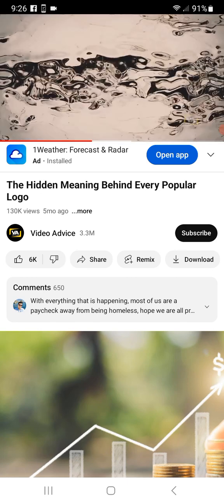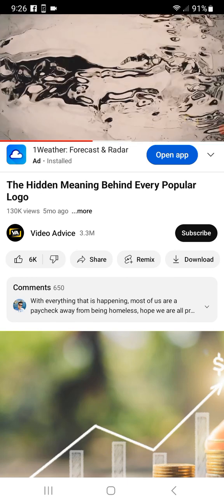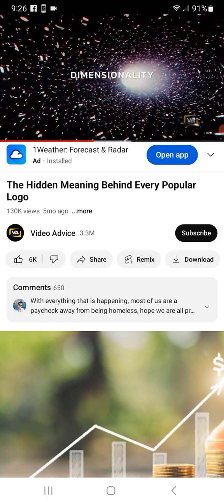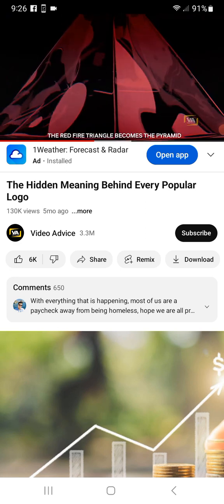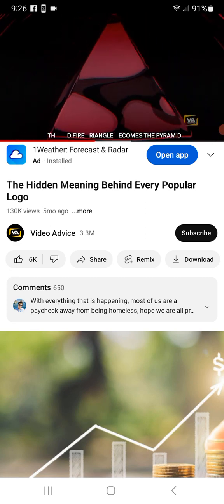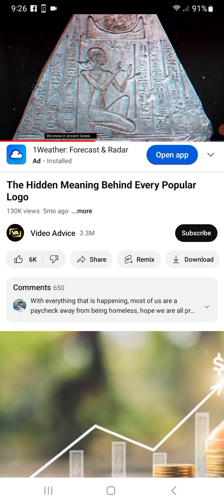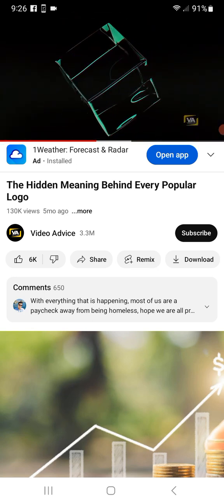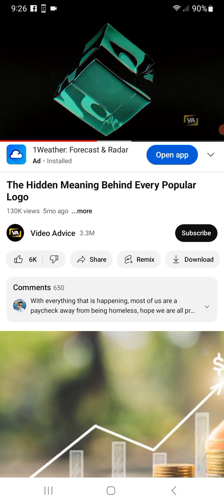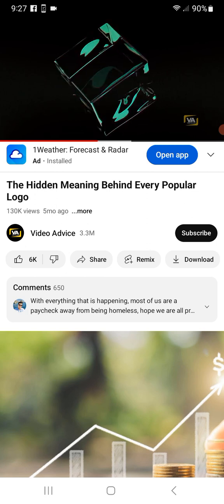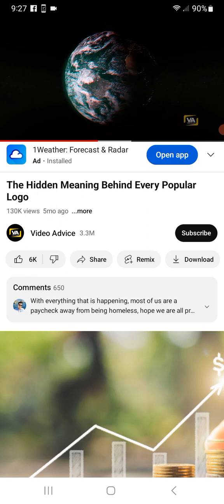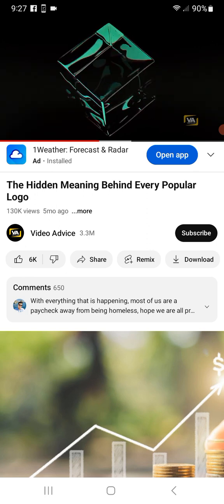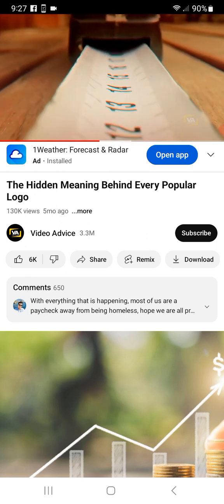But then we can take it one step even further, and we add dimensionality to these three shapes. And so the red fire triangle becomes the pyramid. Well, we know in ancient Greek, pyramidium means the fire in the middle, okay? And so then the square, which is the green earth square, becomes the cube. And the cube is representational of the earth. It has 6 sides. It's dimensional. It can be measured as through cubits or through the ruler.